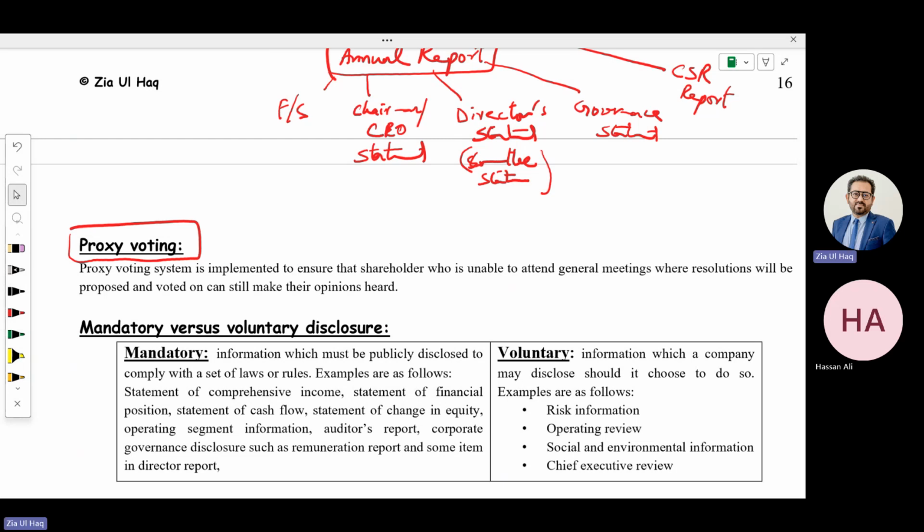A shareholder can exercise their voting rights even in their absence by nominating another person through a proxy voting form. So the proxy voting system is implemented to ensure that shareholders who are unable to attend the AGM, where resolutions will be proposed and voted on, can still make their opinions heard.